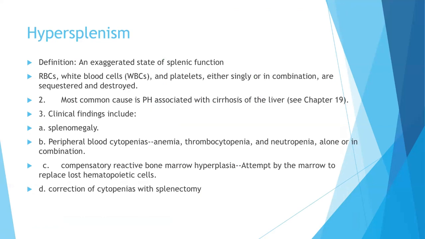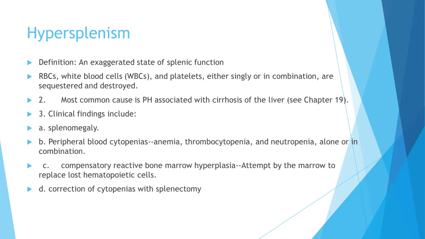So, hypersplenism is an exaggerated state of splenic function. RBCs, WBCs, and platelets, either singly or in combination, are sequestered and destroyed. The most common cause is portal hypertension associated with cirrhosis of the liver. The clinical findings may be splenomegaly, peripheral blood cytopenias, and compensatory reactive bone marrow hyperplasia, which is the attempt by the bone marrow to replace the lost hematopoietic cells. And the correction of cytopenias is with splenectomy.